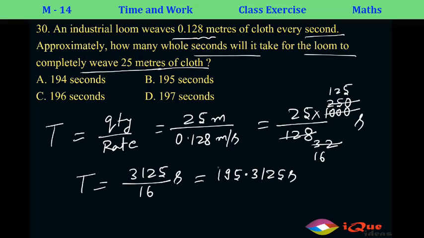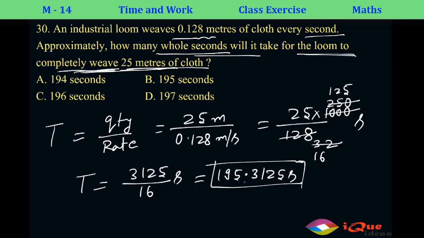Alright, now if you divide, you will get 195.3125 seconds. Now read the question very, very carefully. Which option would you mark? The question is saying how many whole seconds will it take for the loom to completely weave 25 meters. See, understand, our answer is 195.31. So the number of whole seconds required will not be 195, because in 195 you will not be able to complete 25.